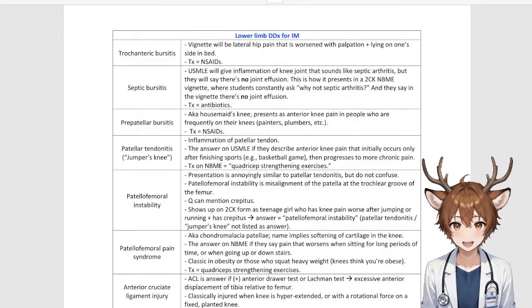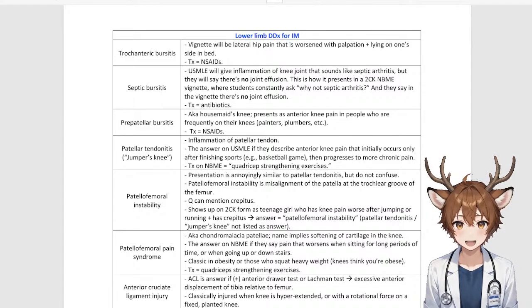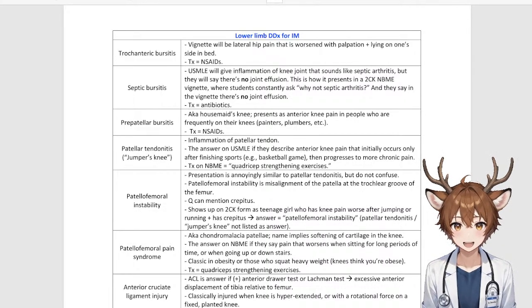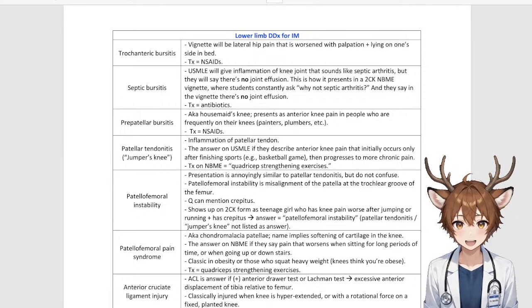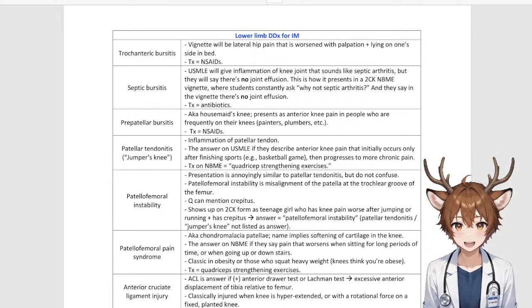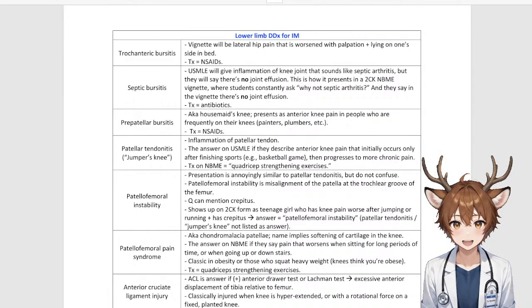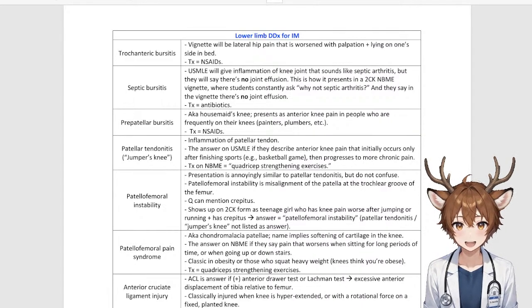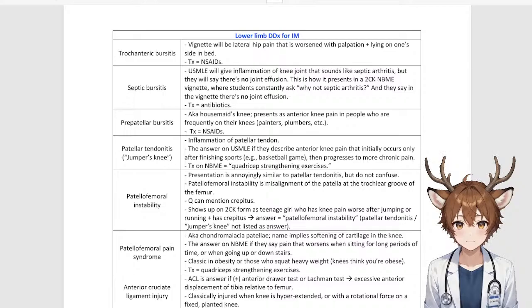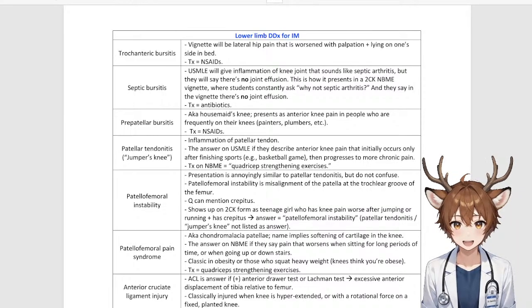What about patellofemoral instability? Presentation is annoyingly similar to patellar tendonitis, but do not confuse them. Patellofemoral instability is misalignment of the patella at the trochlear groove of the femur. The question can mention crepitus. It shows up on a 2CK NBME form as a teenage girl who has knee pain, worse after jumping or running, plus has crepitus. The answer should be patellofemoral instability. Patellar tendinitis, jumper's knee, is not listed as an answer.